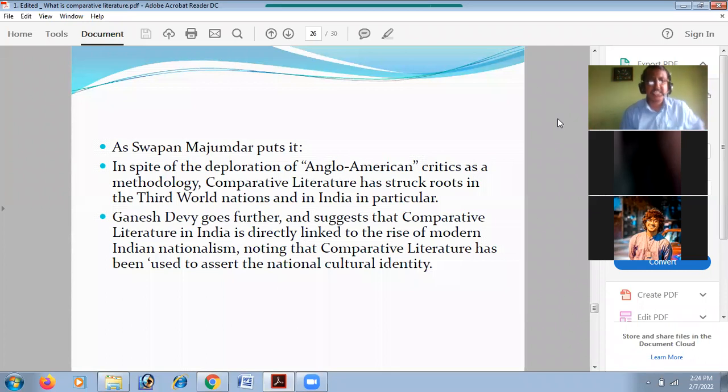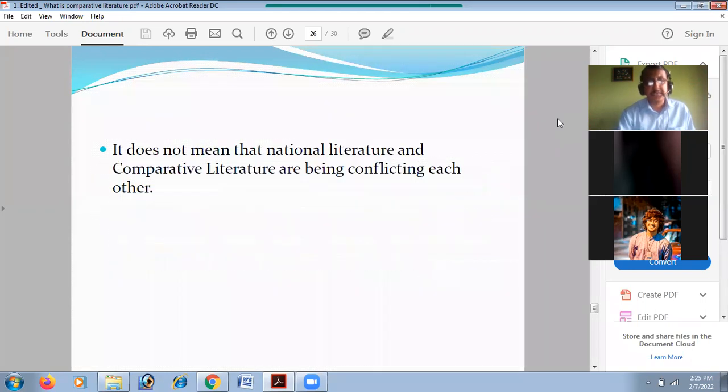Ganesh Devy goes further and says that comparative literature in India is directly linked to the rise of modern Indian nationalism, noting that comparative literature has been used to assert national cultural identity. So we see that comparative literature includes many subfields, and for this reason it was a helpful hand in upgrading national literature, national culture and national cultural identity. For this reason, comparative literature is a very good subject, and students all over the world are doing research and reading in comparative literature.